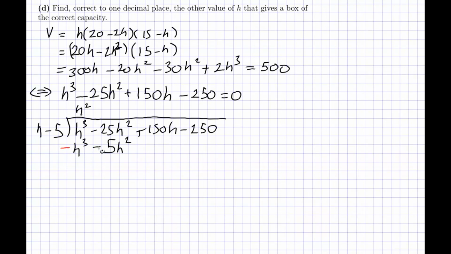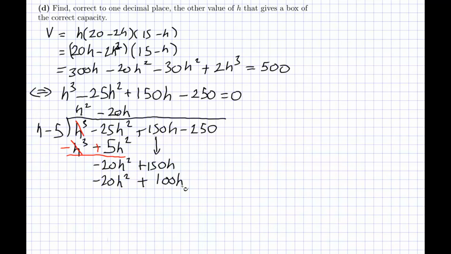Now I change those signs and draw the line that tells me that I need to add them. So those two are going to cancel. And now I have minus 25h squared plus 5h squared. So I get minus 20h squared. And I can bring this down, so I have plus 150h. Now h into minus 20h squared naturally goes minus 20h times. So minus 20h times h gets me minus 20h squared. The minus 20h times minus 5 gets me plus 100h.